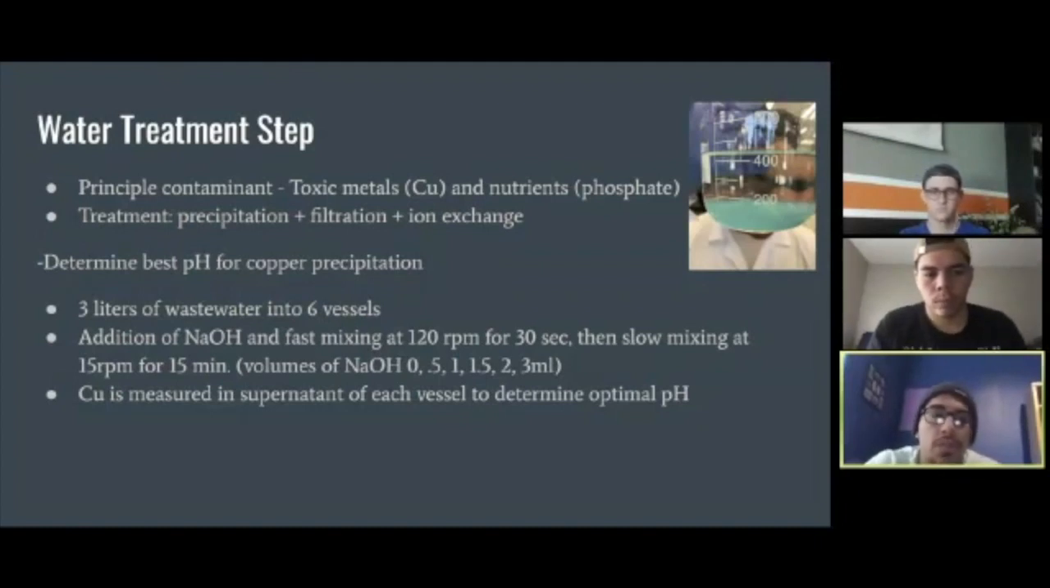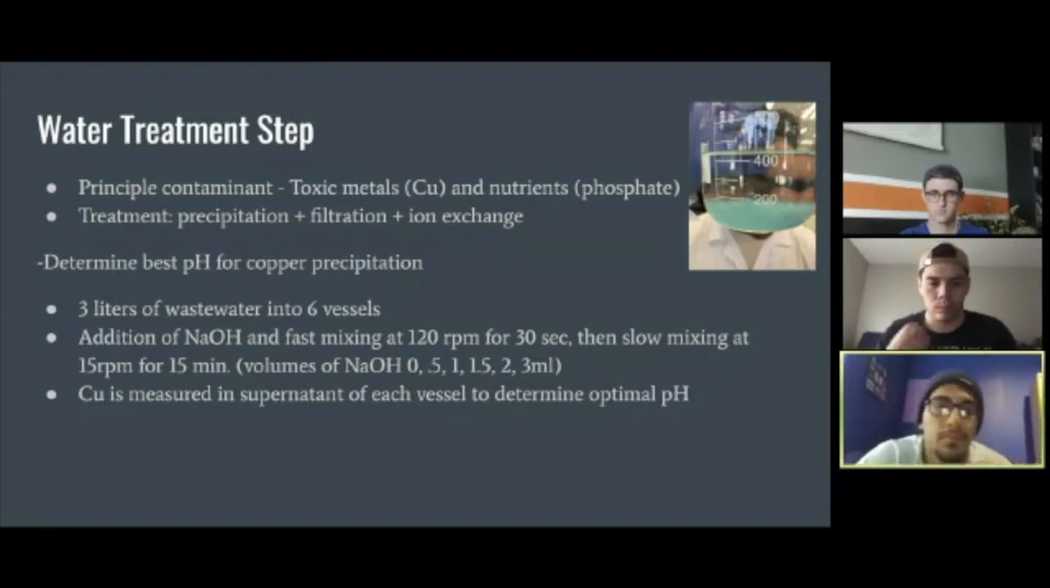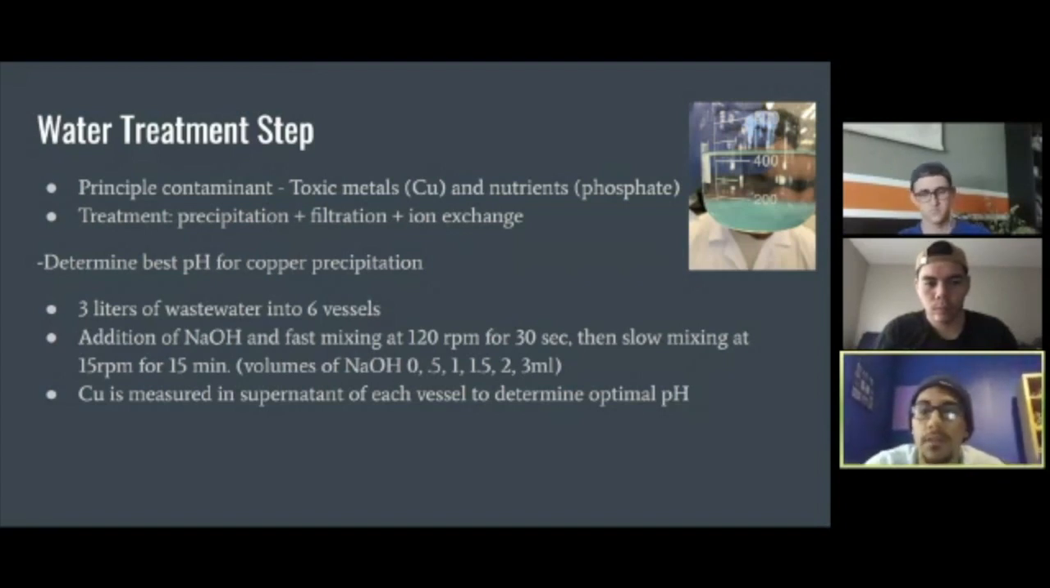We divided 3 liters of wastewater into 6 vessels. We added different volumes of NaOH in each vessel, and then we fast mixed the vessels at 120 RPM, and then slow mixed them for 15 minutes in order for the copper particles to clump together. Basically, the clarity of the water and how much of it clumped together was how we determined the optimal pH within the vessels.